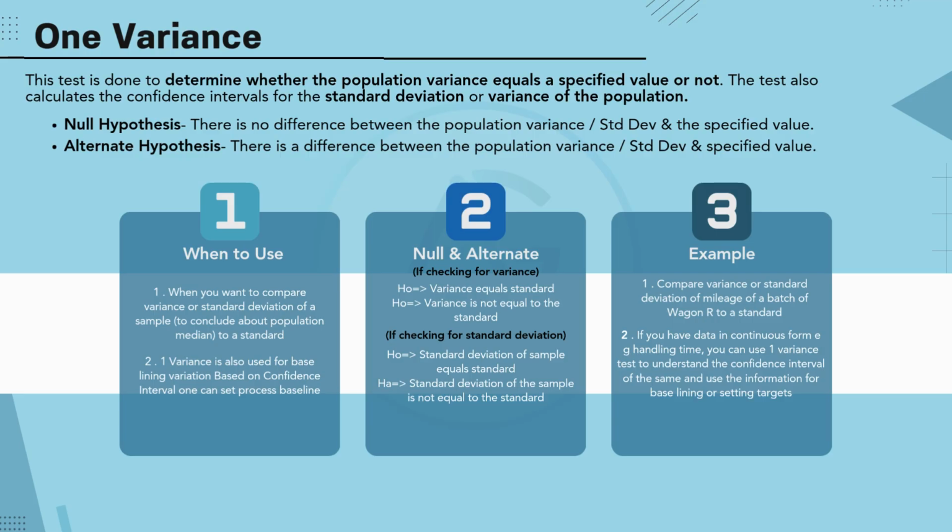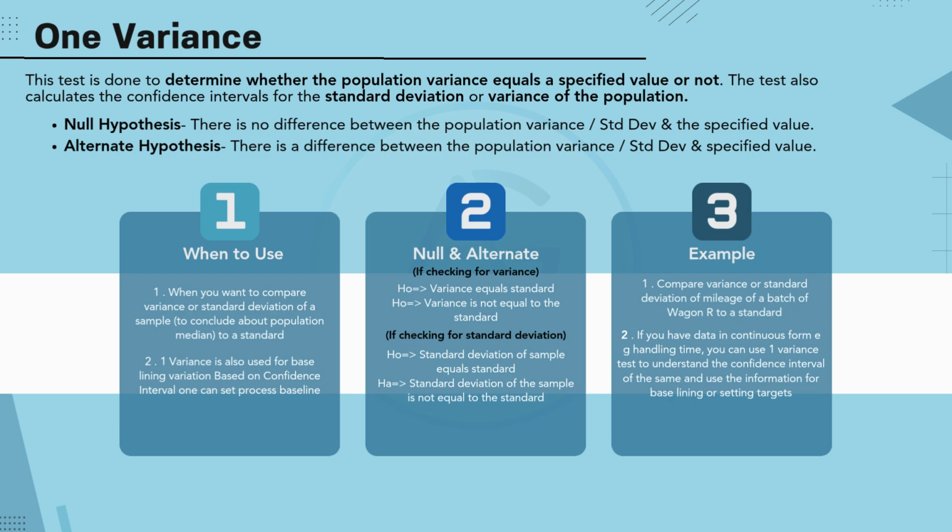For instance, when launching a Six Sigma project, you can use this to determine the natural variation in your process before improvements begin. Null and alternate hypotheses. If checking variance, H0: variance equals the standard. H1: variance is not equal to the standard. If checking standard deviation, H0: standard deviation equals the standard. H1: standard deviation is different from the standard. This helps assess whether your current process variability aligns with expectations or if it's drifting.